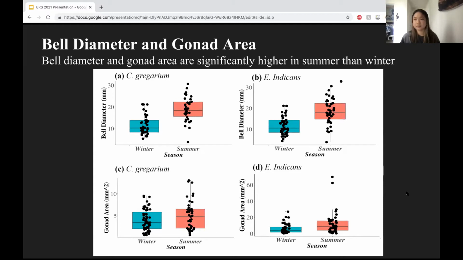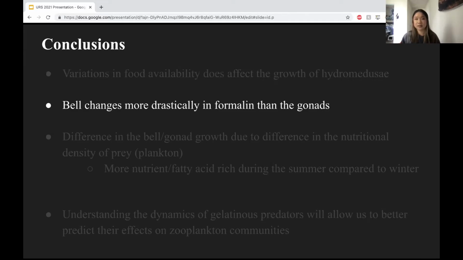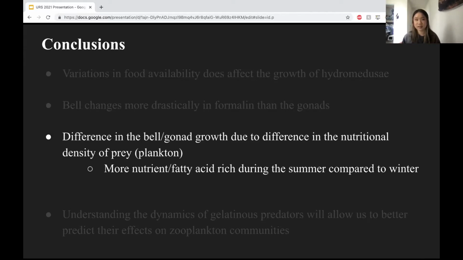So some of our conclusions are that variations in food availability do affect the growth of hydromedusae. And the bell does change a little bit more drastically in formalin than the gonads do. And there is a difference in the bell and gonad growth due to the difference in nutritional state, the potency of prey.